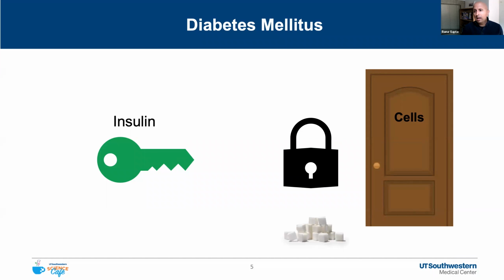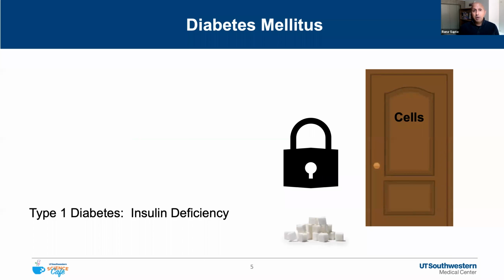Now, what drives glucose to enter our cells is a hormone called insulin. Insulin is produced by the pancreas, and its levels increase in the blood after a meal when glucose levels rise. You can consider insulin to be a key that unlocks the door for glucose to enter cells. Type 1 diabetes is characterized by what we call insulin deficiency. That's when we don't have any insulin or enough insulin produced by the pancreas to open the door and allow glucose to enter the cells.